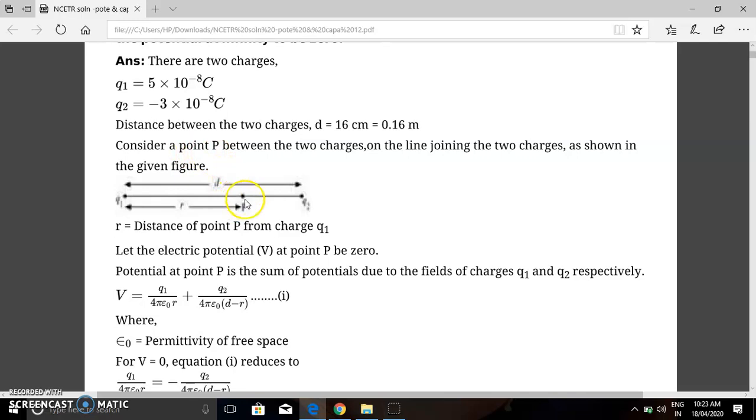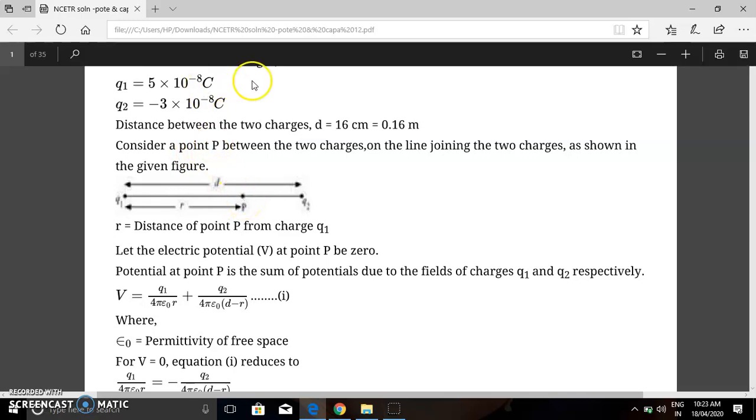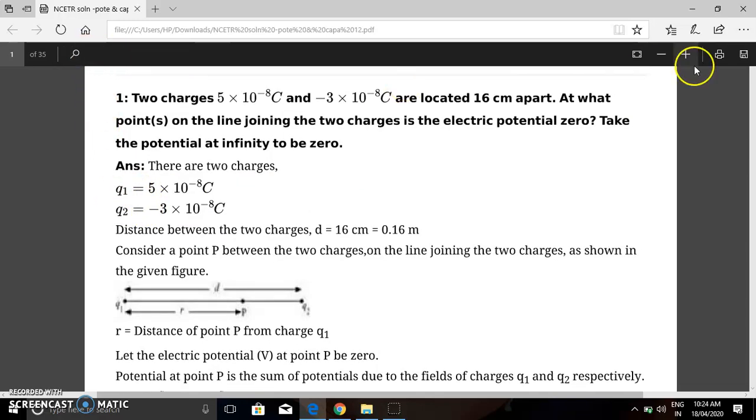Now, for simplicity, just consider a point P between the two charges. Here, as per the question, we'll see. One point carries Q1 charge, and here one more point carries Q2 charge, and this small d is the distance between the two charges. As per the given condition, this small d is nothing but 0.16 meter.